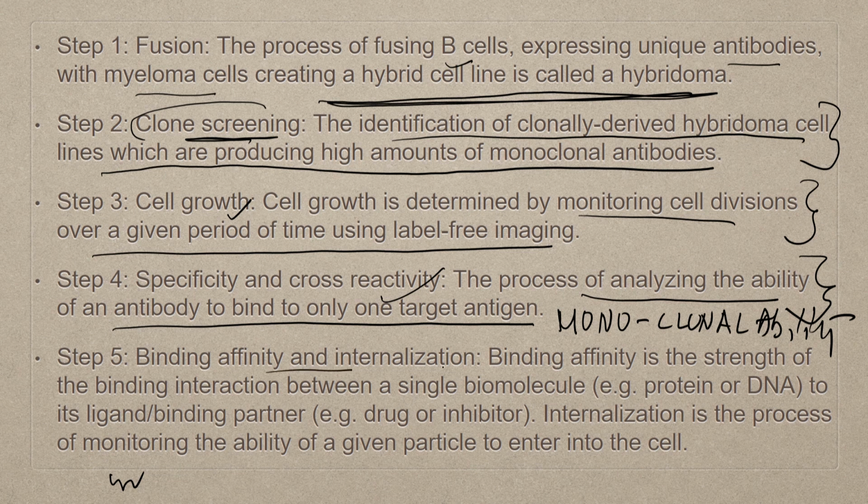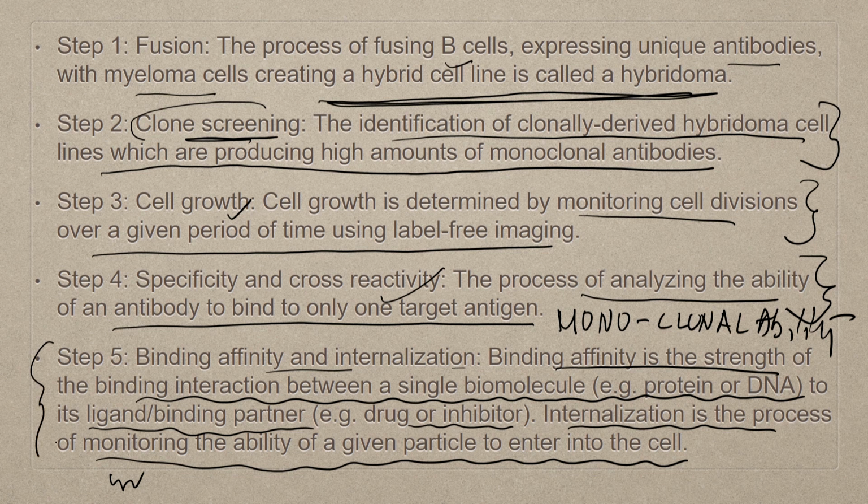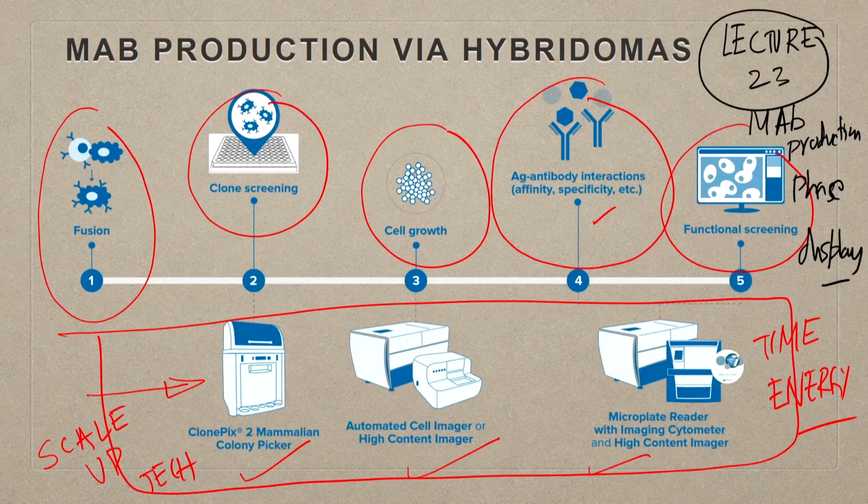Binding affinity and internalization. Binding affinity is the strength of the binding interaction between a single biomolecule, that is protein or DNA, and its ligand binding partner, drug or inhibitor. And internalization is the process of monitoring the ability of a given particle to enter inside the cell. So, these screening processes are extremely important for monoclonal antibody production via hybridoma technique.